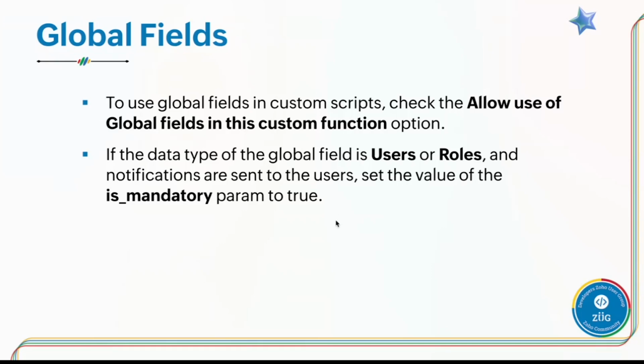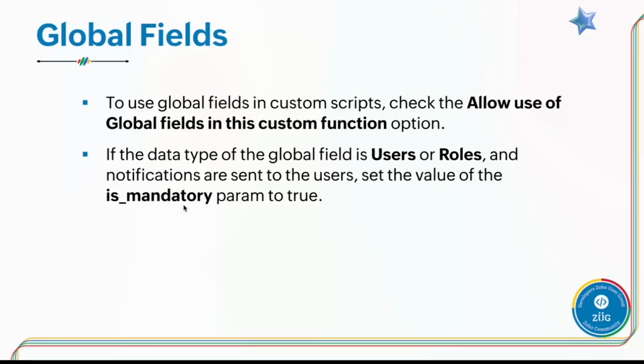Then while creating a global field, if you are defining a global field data type as users or roles, there will be a field called is mandatory. You should make it true for this particular parameter, so that the global field will become mandatory for every extension, and the users or the roles defined in that particular global field will be notified by the extension.